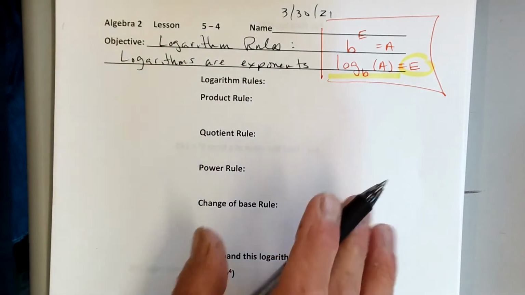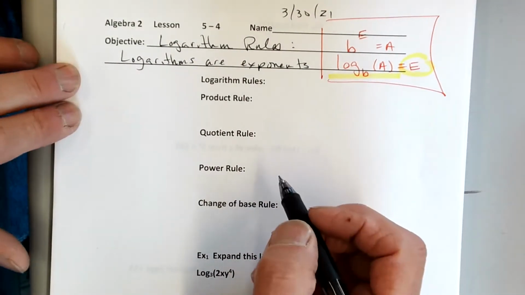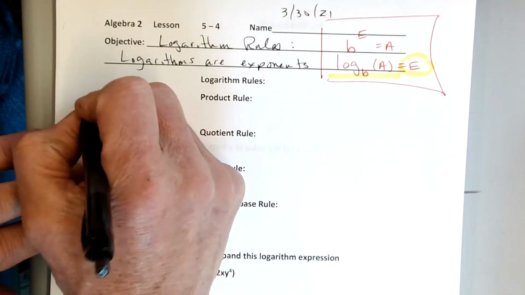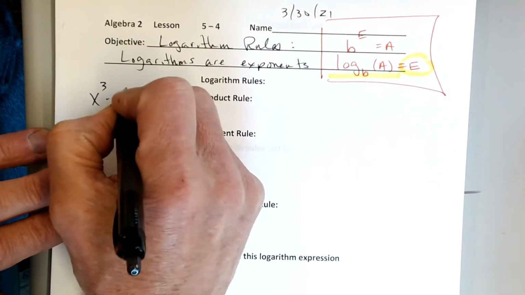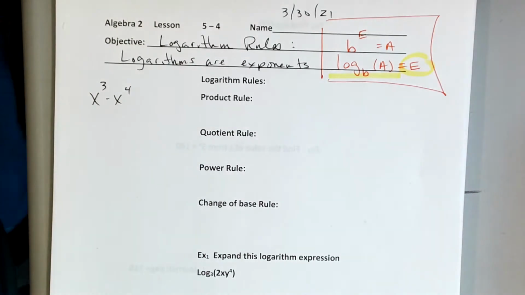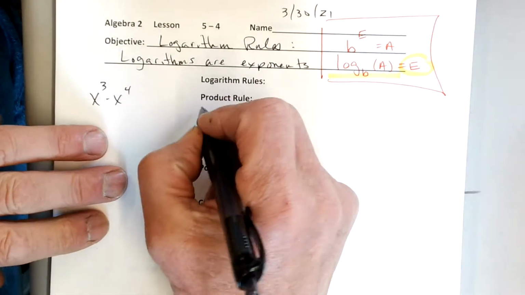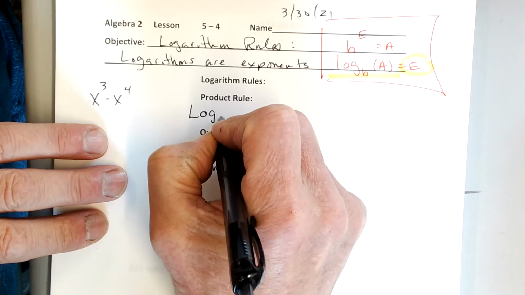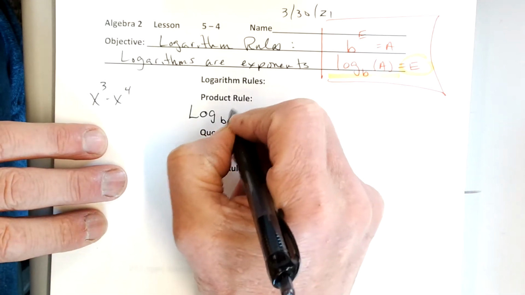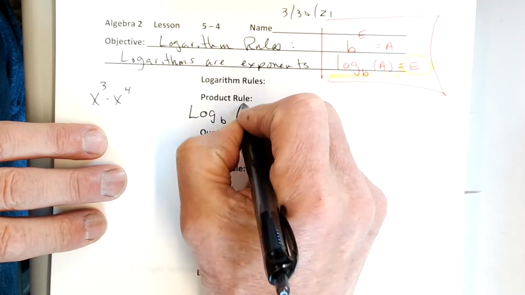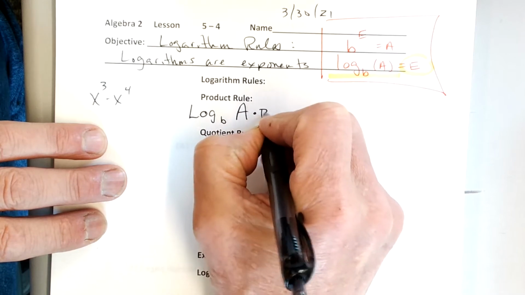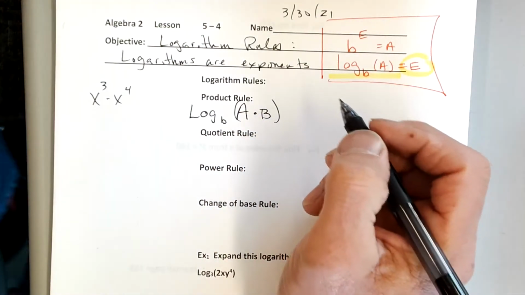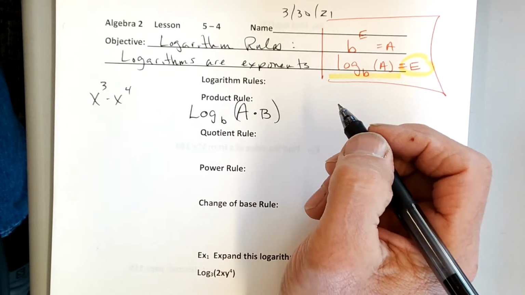So we know the product rule, okay? So for example, if we had x to the third times x to the fourth, what do you do with the exponents? You add them. And that's the same thing on the product rule. So if you have a log, it's going to be the same base, log base b, of a times b, okay?